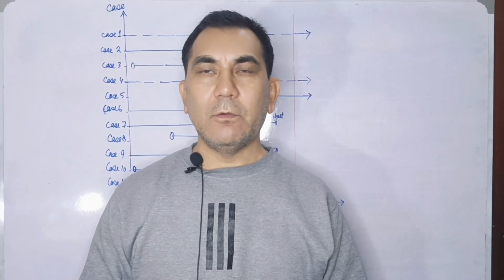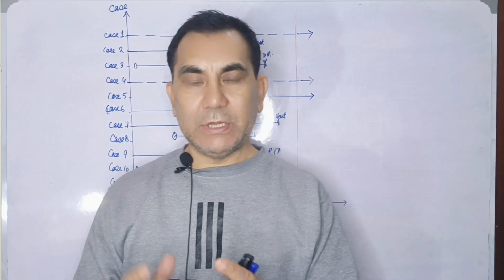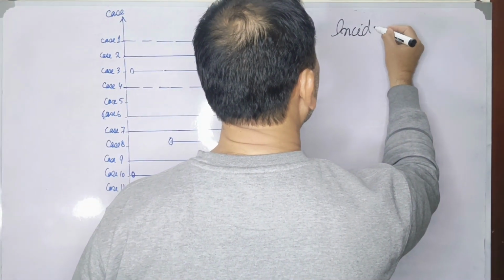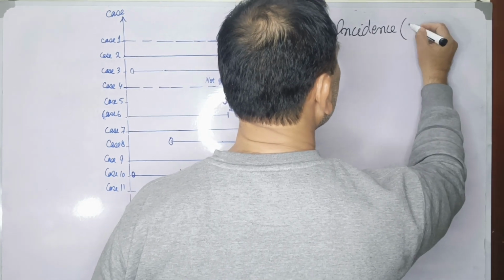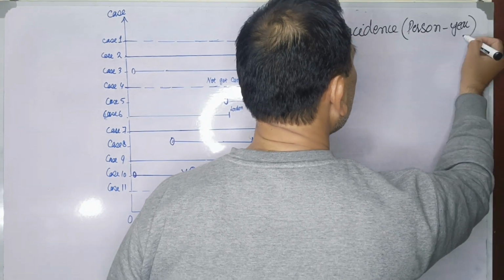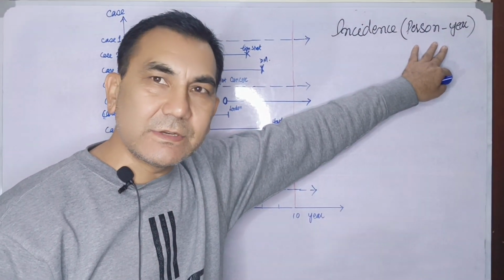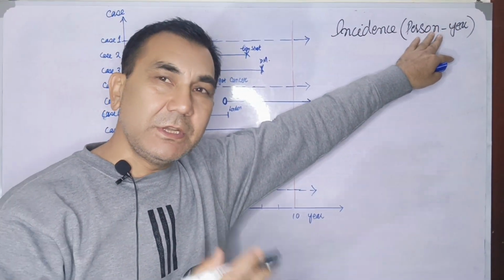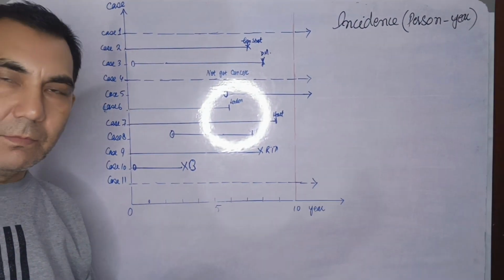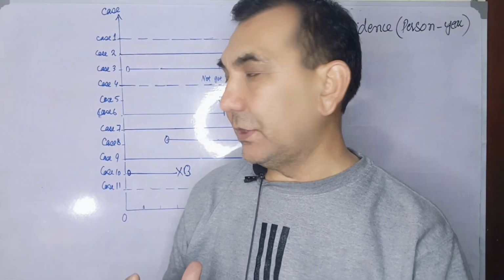In today's lecture of epidemiology, we will learn the incidence per person-years, or you can say the person-years. You may count the incidence rate per person-years in a year, in a month, or in a week. So this is another method of how you calculate incidence rates in person-years.